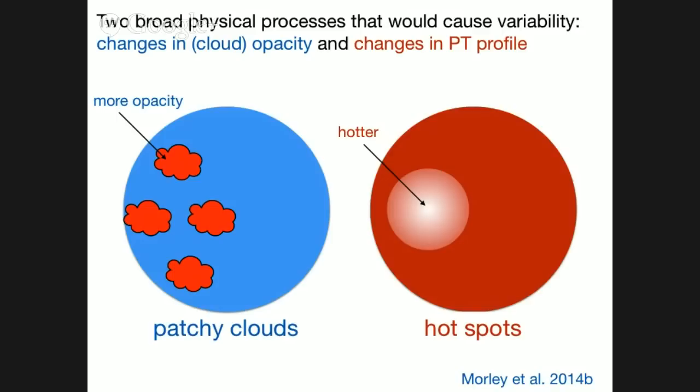The other category of causes of variability is changes to the actual pressure temperature profile of your object. You can imagine dynamical effects in your atmosphere causing parcels of air to rise or sink and be warmer or colder than you might expect. You can also imagine that these things are coupled, right? You have some underlying cloud layer that is radiatively interacting with the atmosphere above it and warming or cooling parts of the pressure temperature profile. So what we're going to do here is investigate these two different causes of variability and see if we can actually disentangle the spectral variability that we expect to see from them.